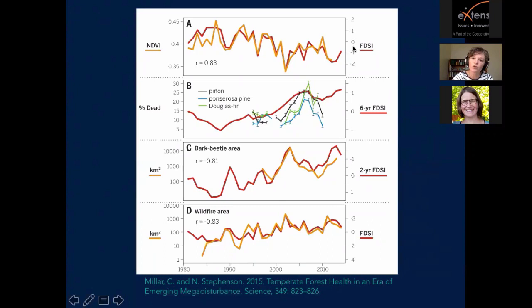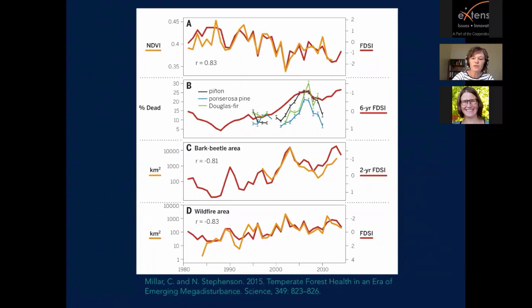On the left here, we have different things. I'll walk through starting from the top all the way to the bottom. We have the normalized difference vegetation index. This is a remotely sensed index of greenness. From our bottom axis here, 1980 to 2015, we see greenness decreasing in the southwestern states. And we also see increasing forest drought stress, shown by this negative number. We look at the next one. This is the percentage of trees that are dead. So we have pinyon pine, ponderosa pine in blue, and Douglas fir in green.